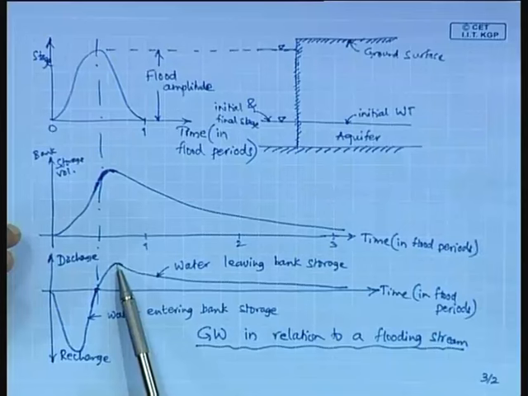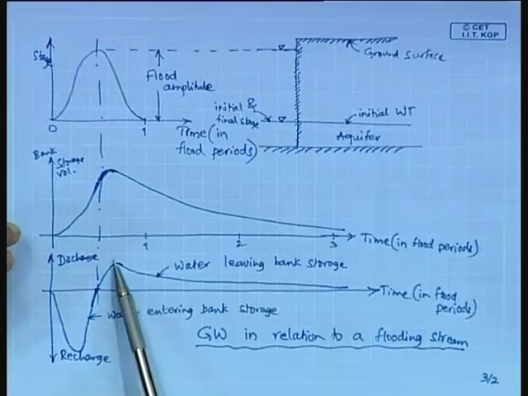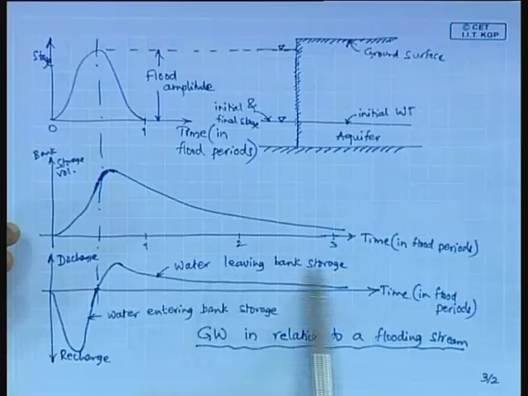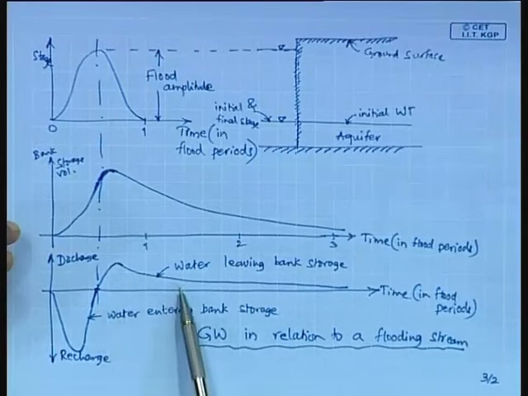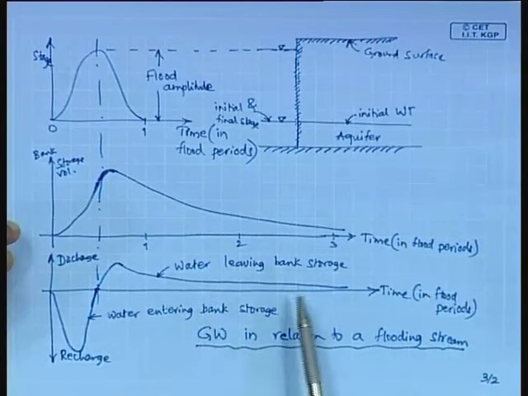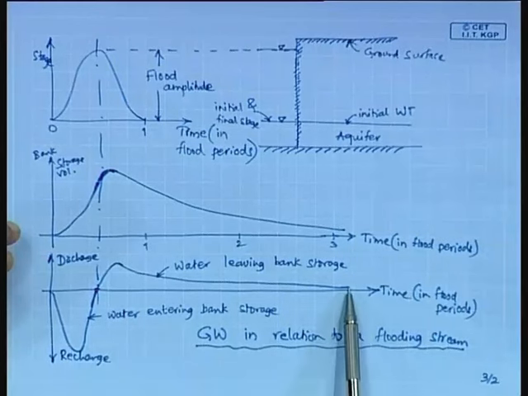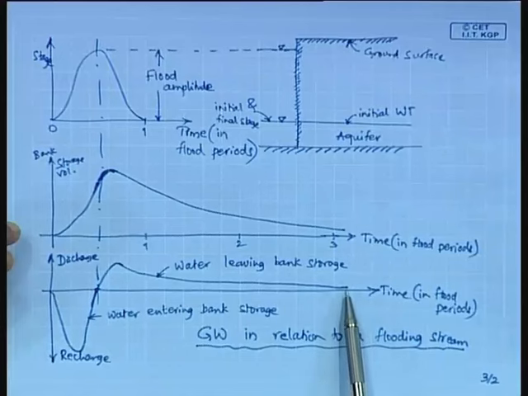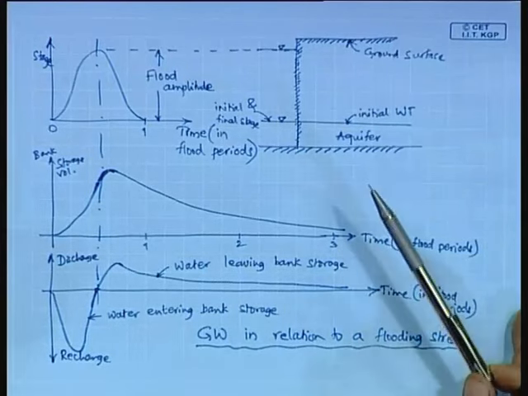So here the discharge intensity is maximum, and then, like the bank storage volume, the water leaving the bank storage will also be gradual. Essentially, this area which goes on increasing represents the water leaving the bank storage. And again in about 2.5 to 3 times the flood period, it comes back to its original value. So this is the impact of stream flow.